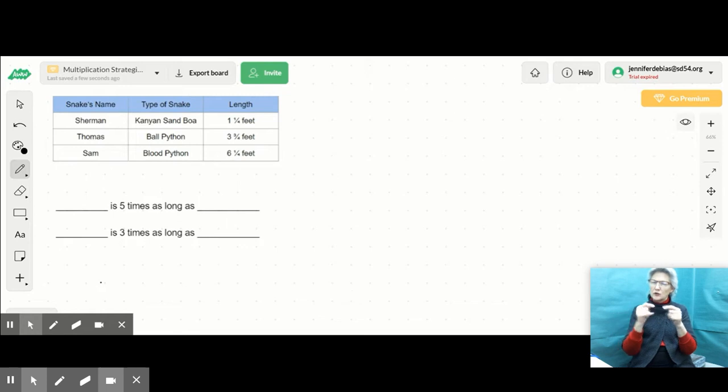So we're trying to find a snake and we can call it by its name. So which snake is 5 times as long as what other snake? And then we have below that, another snake is 3 times as long as one of the snakes. So we need to figure this out. We have a lot of information, but we also have a lot of blanks we need to fill in here. So I think it makes sense if we try kind of a quick guess and check using estimation.